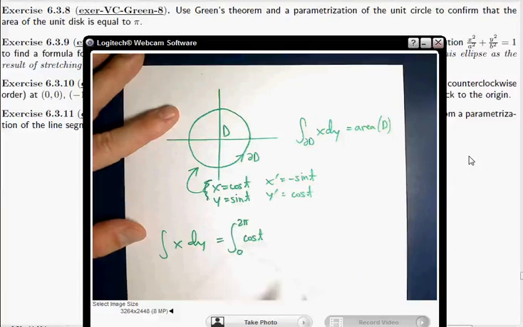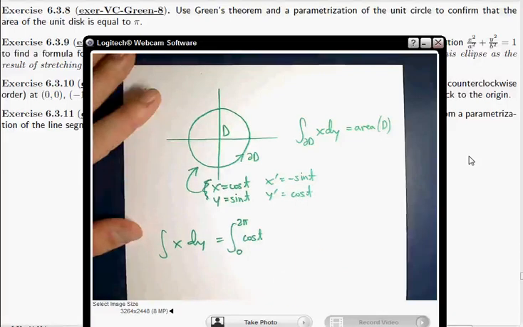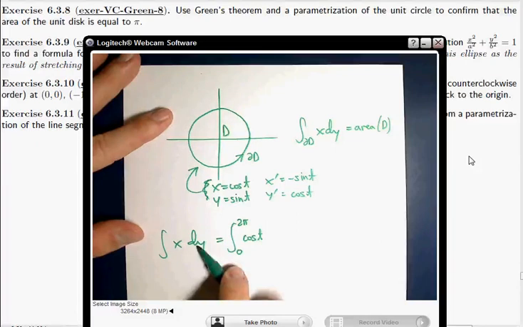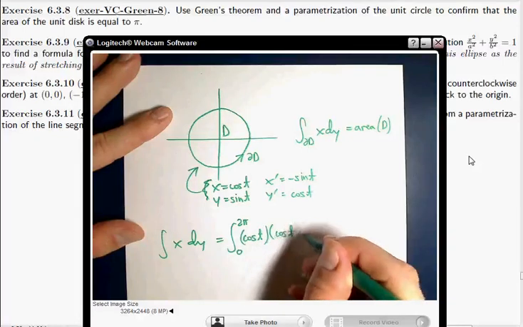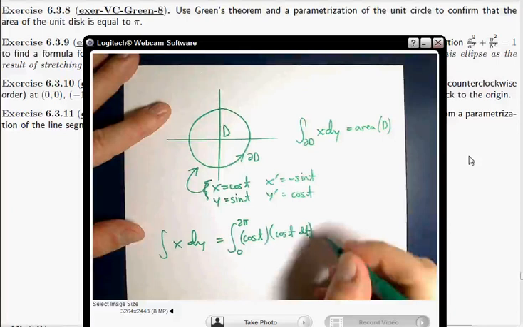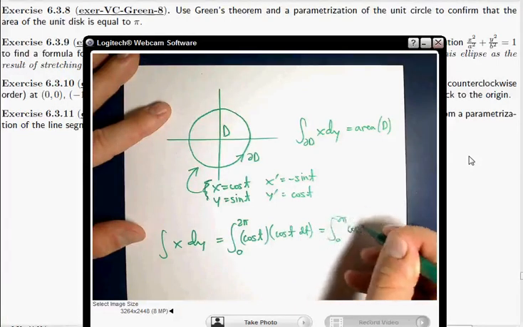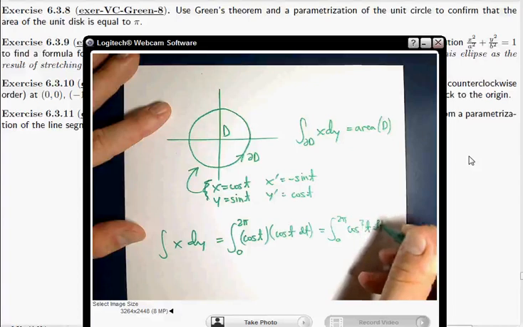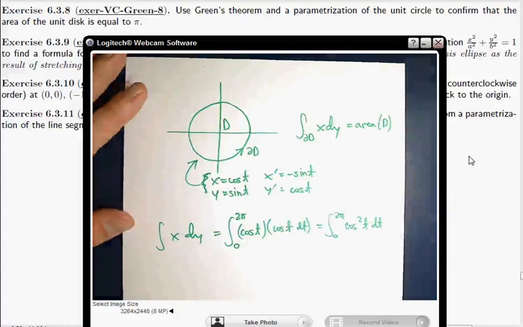So x, and dy is y prime dt. If you look back in the section on coordinate line integrals, dy is y prime dt. And so that gives us times cosine t dt. So we end up with the integral from 0 to 2 pi of cosine squared t dt, and this is just a calculation, a Math 32 calculation at this point.